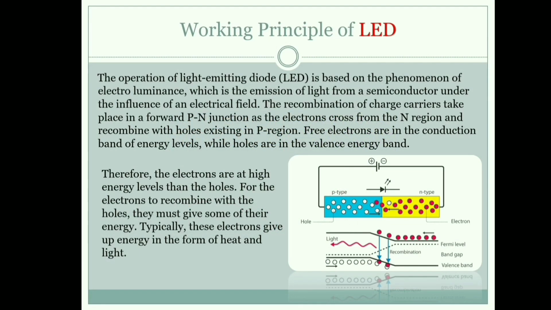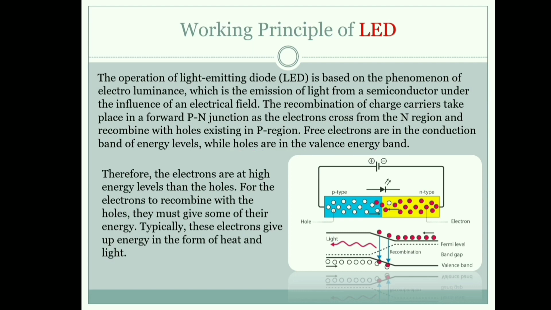So now let's go through its theory. Working principle of LED. The operation of a light emitting diode is based on the phenomenon of electroluminescence. What is electroluminescence? It is the generation of photons as a result of the recombination process, which is the emission of light from a semiconductor under the influence of an electric field. Recombination of charge carriers takes place in a forward biased PN junction. As the electrons cross the N region, they recombine with the holes existing in the P region. Electrons are in the conduction energy band, while holes are in the valence energy band.